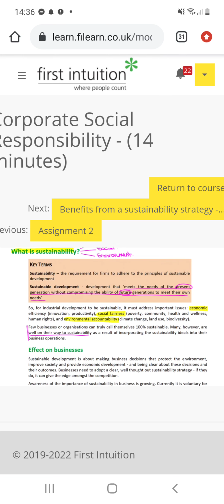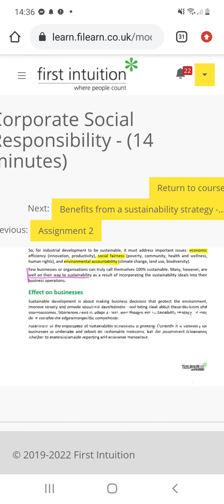So let's now have a look at the impact that this has on the business, the effect on business. Sustainable development is about making business decisions. So, for example, should we invest in new machinery? Should we invest in new machinery because our current machinery releases lots of pollution into the air? Will it help protect the environment? Will it improve society? And will it provide economic development?